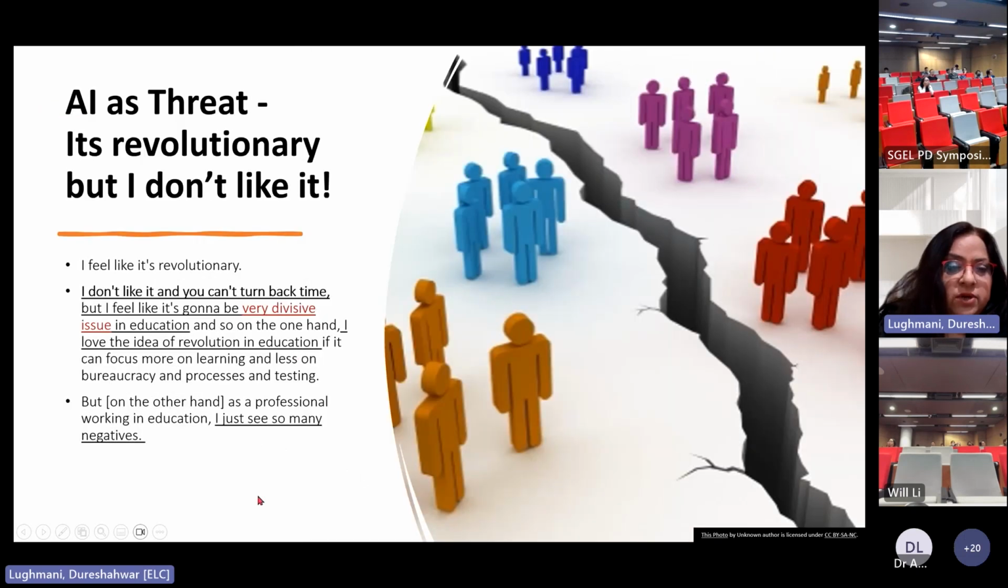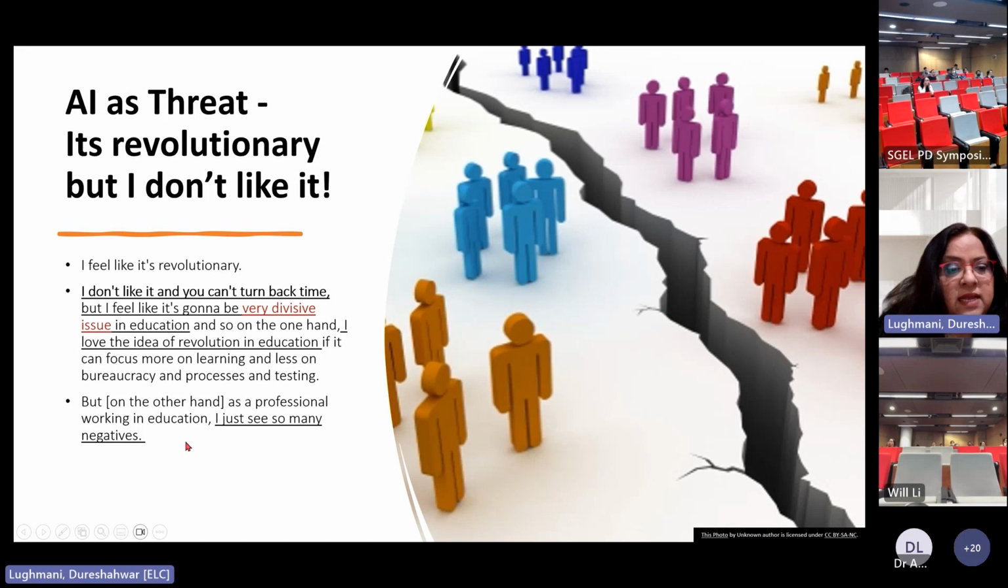So there are insecurities. One of the teachers, whose response I quite liked, believes that it is revolutionary, but she doesn't like it. She says she can't turn back the clock, she can't turn back time, but she feels there's going to be a divisive issue, and it is. We can see this widening gap between those who love it and those who don't.